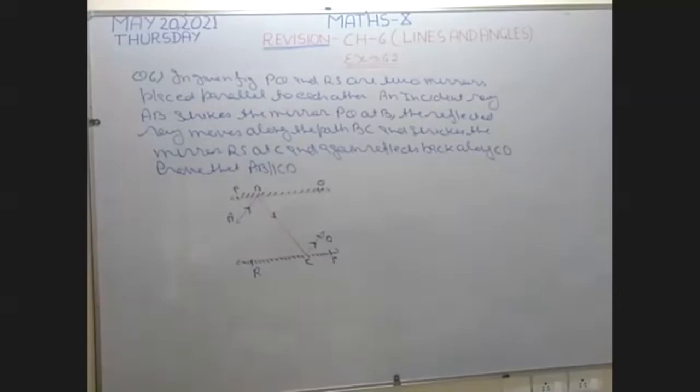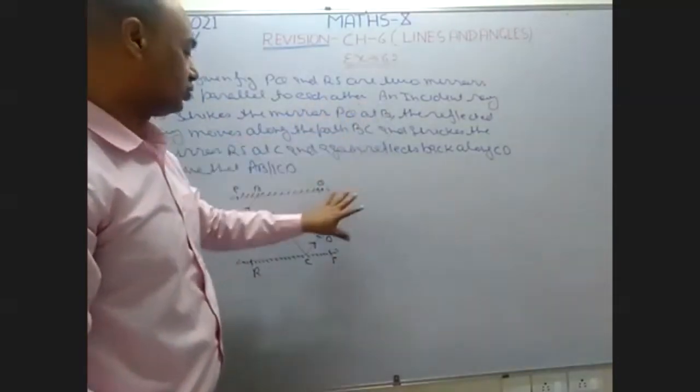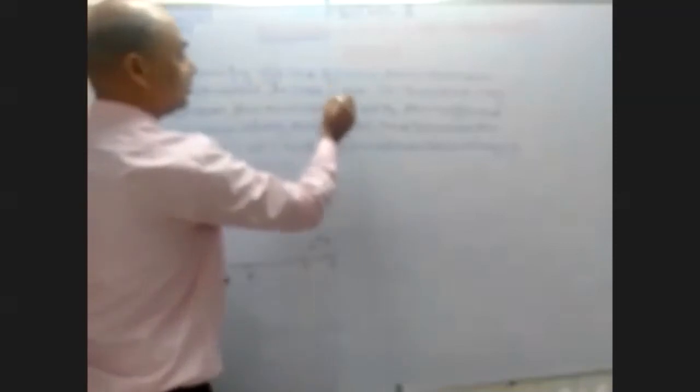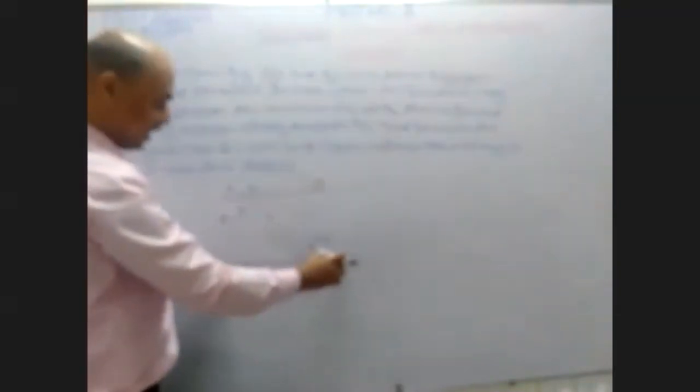Now I want to start this question. See what is given in this question. I want to explain the statement first. If you are able to understand this statement, then it is going to be easier for you. Now see what is given. In the given figure, PQ and RS are two mirrors. It means these are not lines. These are two mirrors. First one is PQ. This is a mirror, and RS is also a mirror.